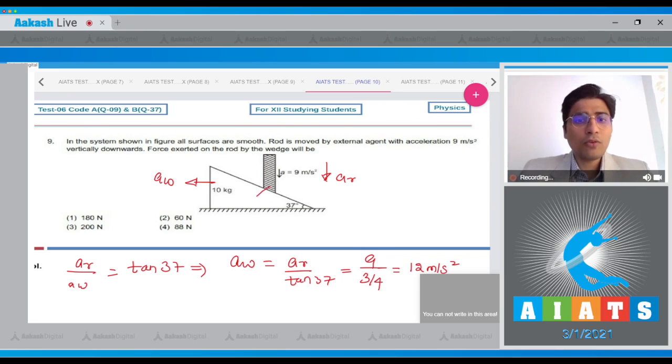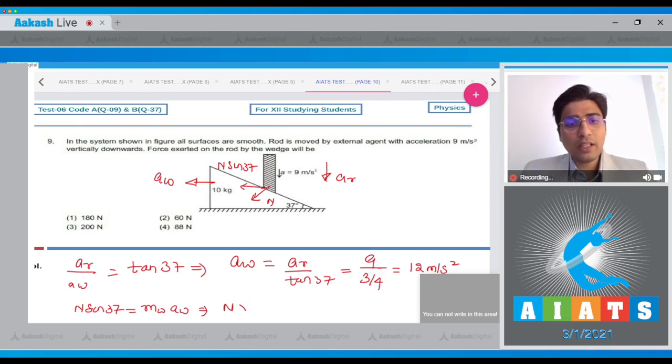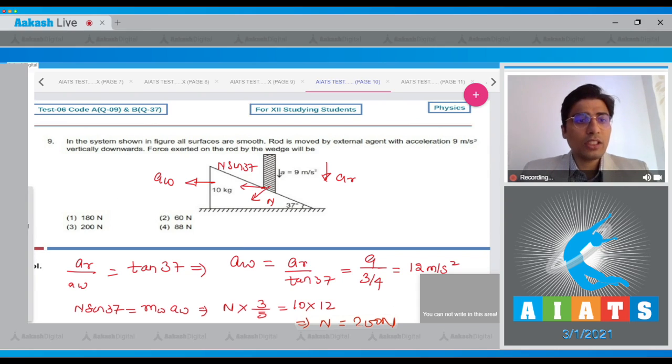Now dear student, there will be a normal force on the wedge which will be in this direction, and in the horizontal direction this N will have a component N sine 37. This will be the force responsible for the acceleration of the wedge. So N sine 37 can be written to be equal to the mass of wedge multiplied by acceleration of wedge. Consecutively, N into 3 by 4 can be written to be equal to mass of wedge, and the mass of wedge is 10 and acceleration is 12. From this, N turns out to be equal to 200 Newton. If we see the options, we can clearly see that the option number 3 matches our answer, and therefore option 3 is the correct option.